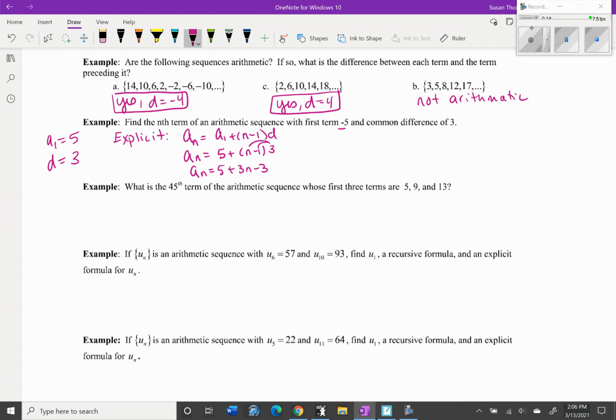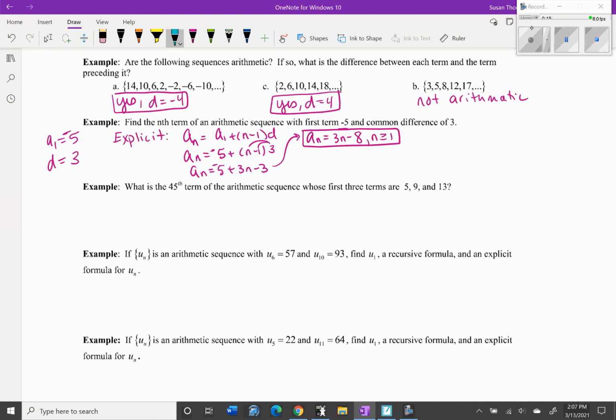And sorry, this is negative 5, so negative 5 here. So then combine our like terms, negative 5, negative 3 gives us negative 8. So our explicit form would be a sub n equals 3n minus 8 for all n values greater than or equal to 1. So that is my explicit form.